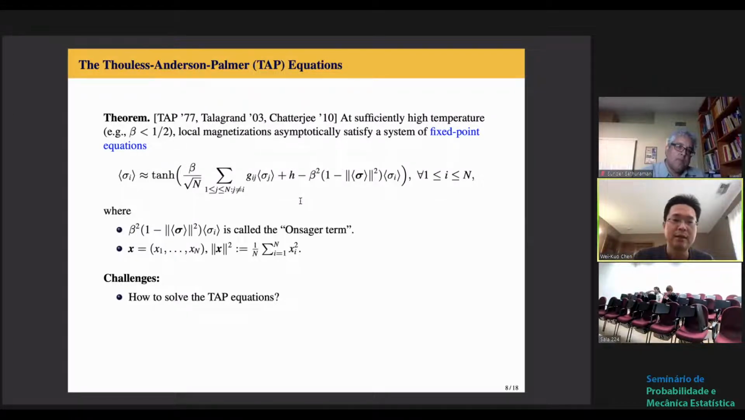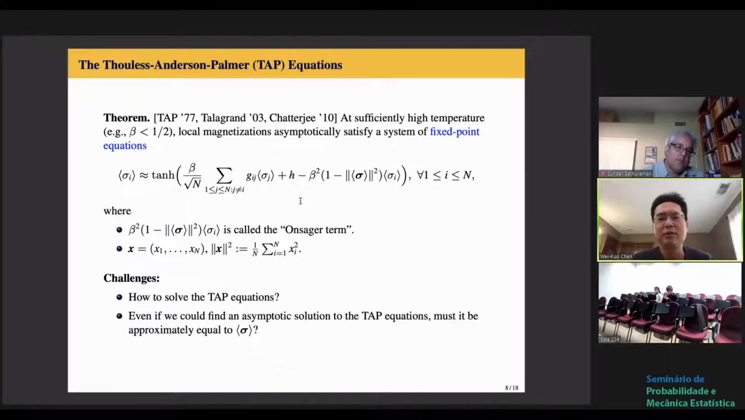All right, and second, even if we can find a solution of this, do we know by default that solution must be equal to the local magnetization we want? In other words, could I have many solutions? Could I have multiple or just one? All right. So these are really natural questions we need to address, and these are really difficult problems to answer.